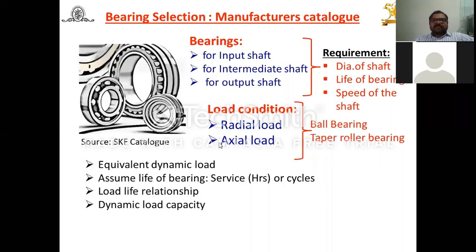Now let us see the next important point, that is the bearing selection. Already you studied rolling contact bearings, even though I would like to give some highlights within 1 or 2 minutes. Here we are not designing the bearing, we are selecting the bearing from the catalog. Before selecting it, what is the requirement, how to select it? So you should know the shaft diameter. Suppose shaft diameter is 25.